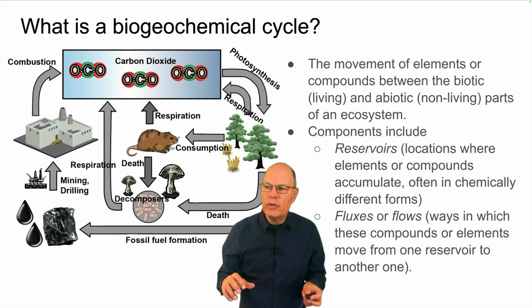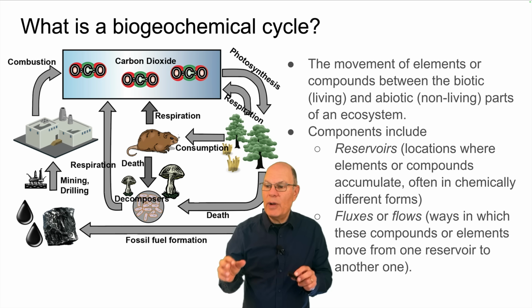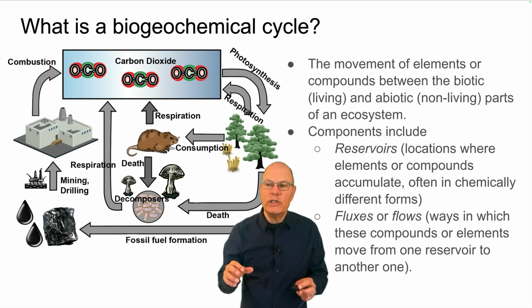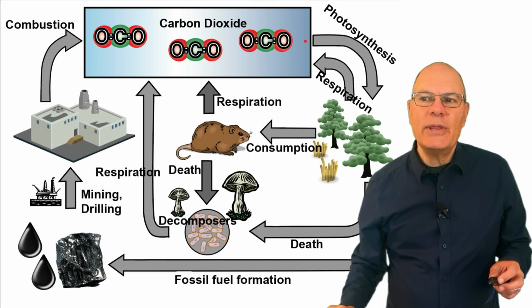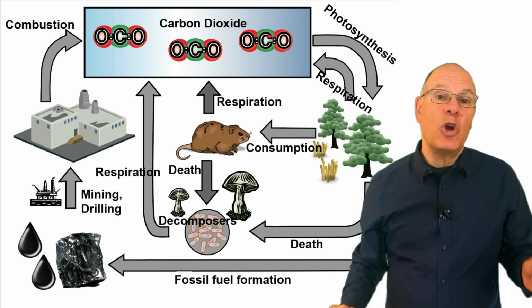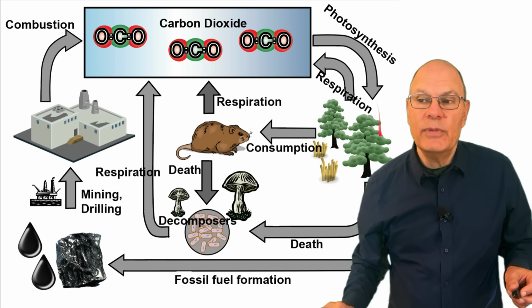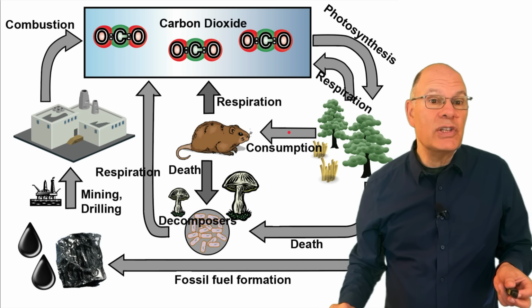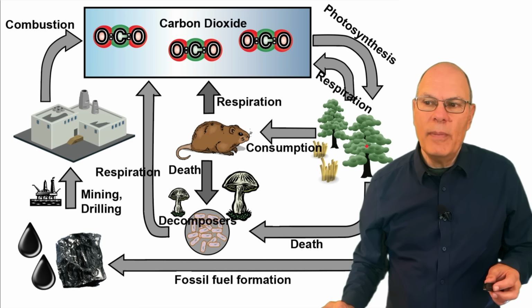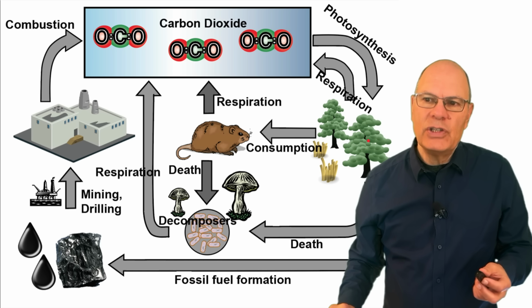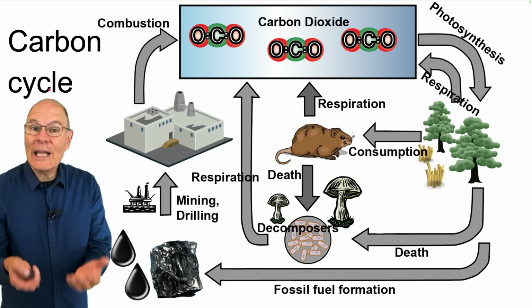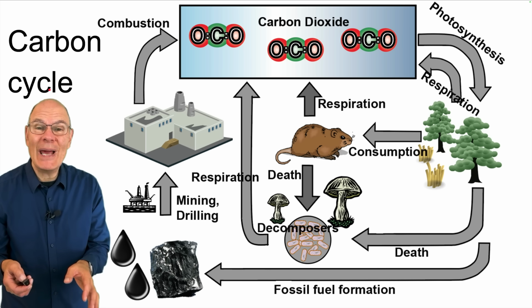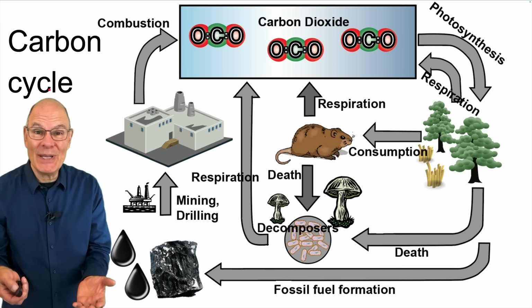Fluxes or flows are ways in which these compounds or elements move from one reservoir to another. So photosynthesis is a flux by which carbon dioxide in the atmosphere comes into plants. Consumption is a kind of flux by which the carbon that's trapped in plants moves to animals. Let's begin our study of biogeochemical cycles by looking at the carbon cycle.